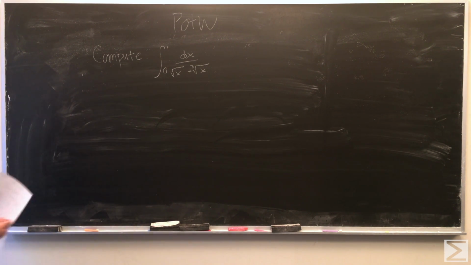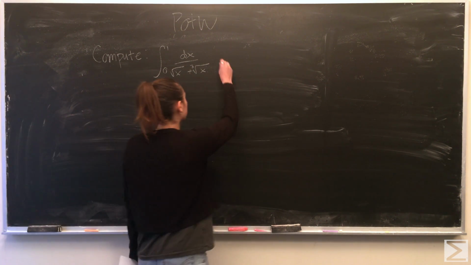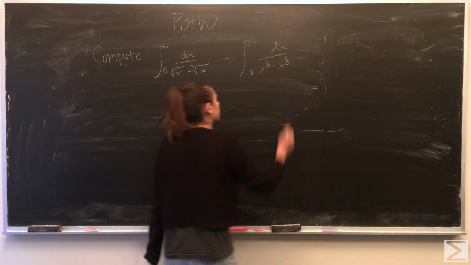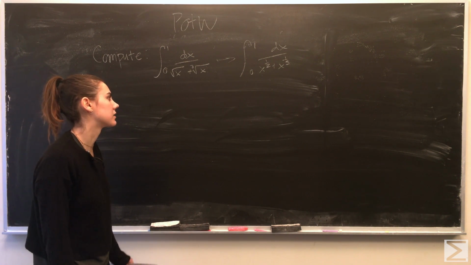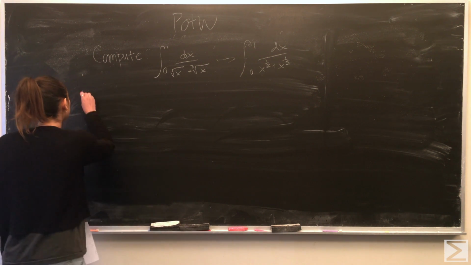This week, the problem is to compute the integral from 0 to 1 of dx over the square root of x plus the third square root of x. To begin, we can actually simplify this a little bit and just write it as dx over x to the 1/2 plus x to the 1/3, which will help us because we're actually going to use u-substitution.